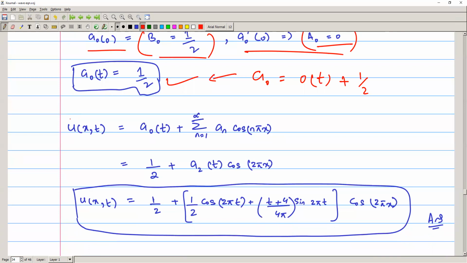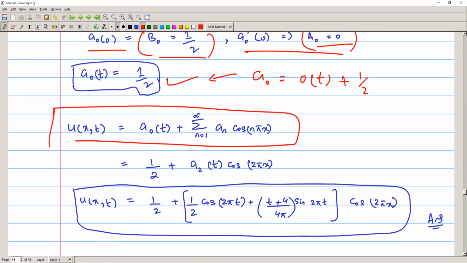Now we know that our particular solution can be given by this equation. We calculated A naught, we calculated An. We just need to plug these values. Therefore, we have A naught as 1 over 2 plus A2, this function, times the eigenfunction, that is cosine 2 pi x. So this is the idea to solve the equation using the method of eigenfunction expansion. So we use cosine expansion because Neumann conditions were given.